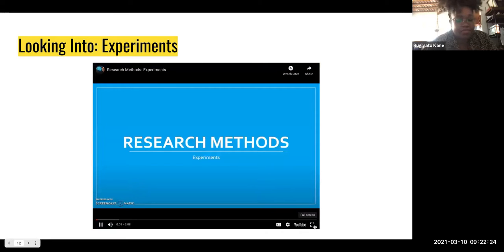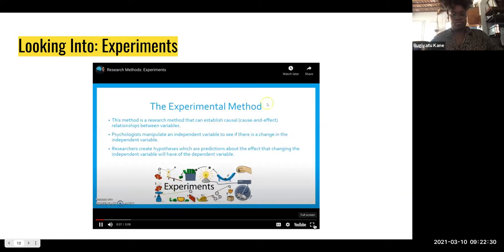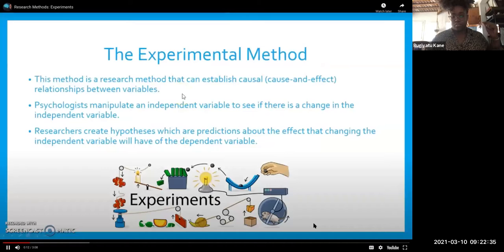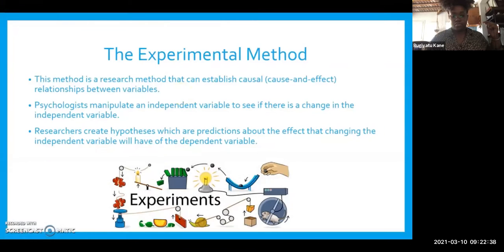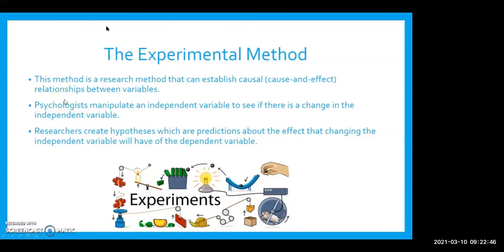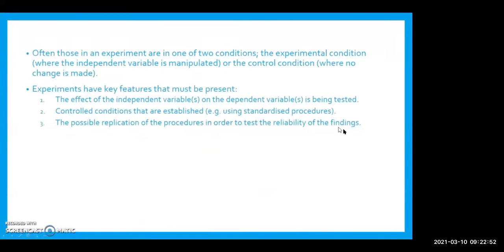Hi, today we're going to have a look at research methods, and in particular we're going to look at the experimental method. This method is a research method that can establish cause and effect relationships between variables. Psychologists manipulate an independent variable to see if there is a change in the dependent variable. Researchers can create hypotheses, which are predictions about the effect that changing the independent variable will have on the dependent variable. Often those in an experiment are in one of two conditions: the experimental condition, where the independent variable is manipulated, or the control condition, where no change is made.